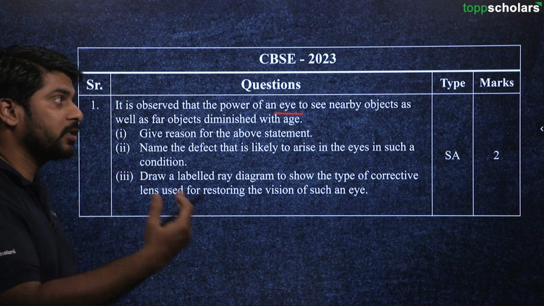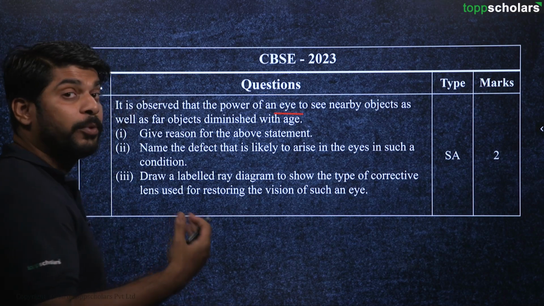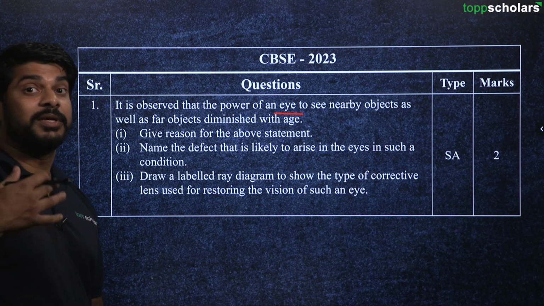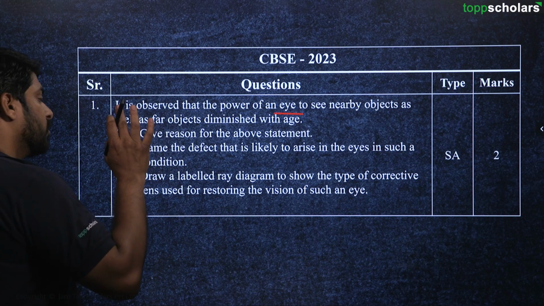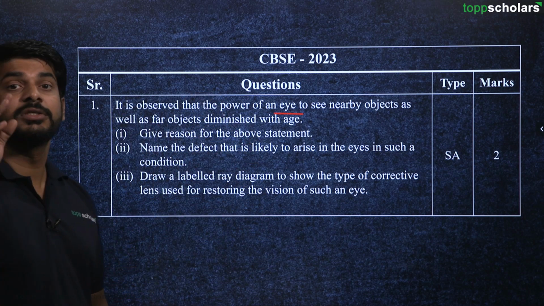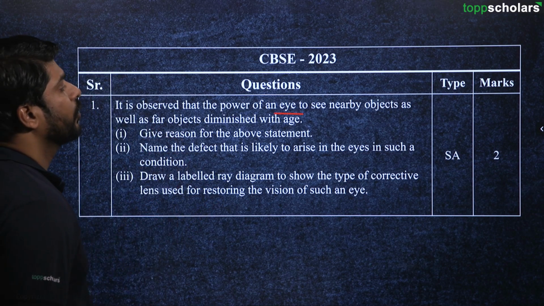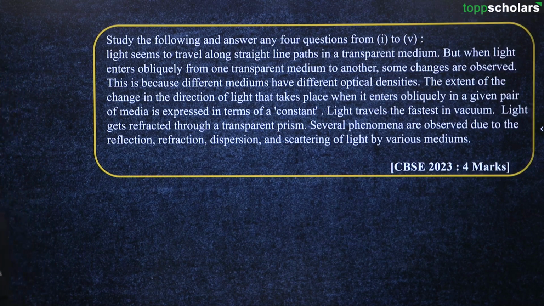What are those actual defects? Whether it is myopia or hypermetropia, that is what we have to explain over here. It may be cataract also, so we have to explain that also. Then we have to draw the ray diagram also, and show what the corrective measures are. So this is for 2 marks. Moving on to the next.